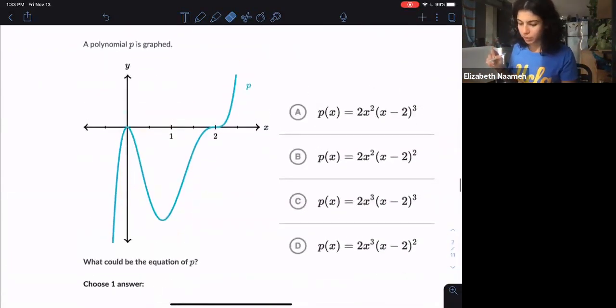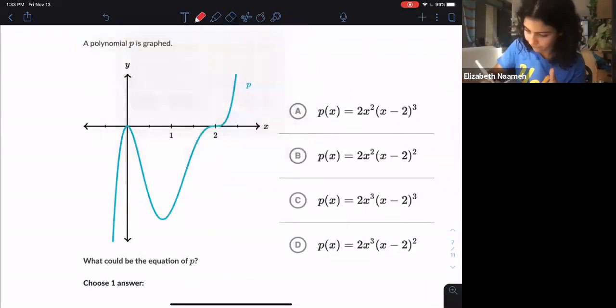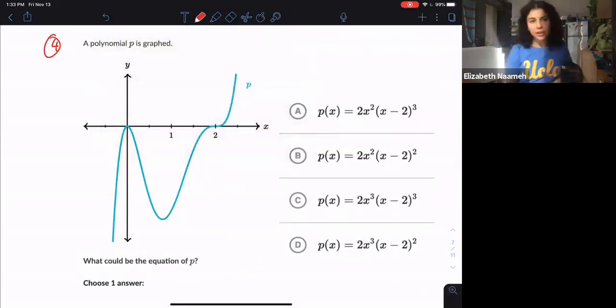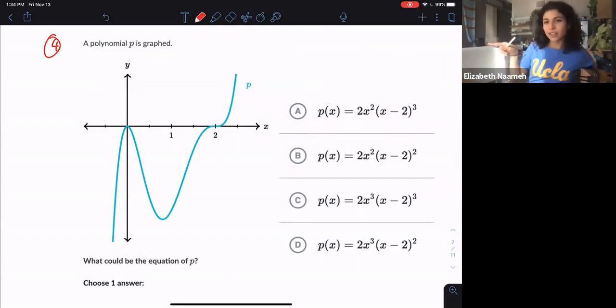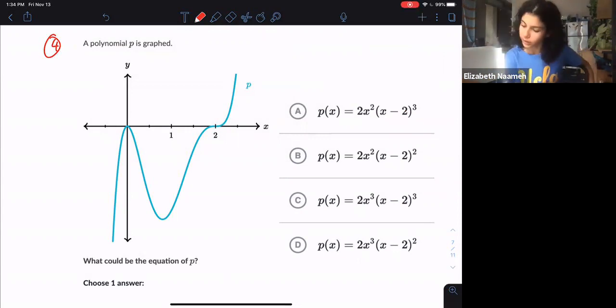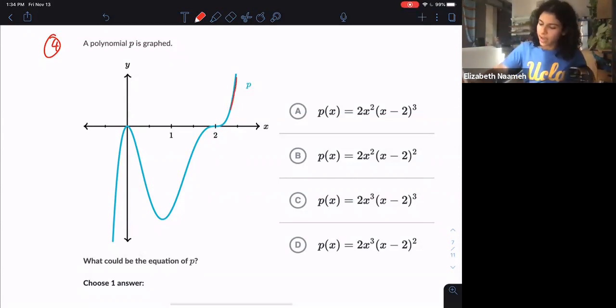All right, I'm going to move on to number 4. So this time they're giving me a graph and they're asking me to identify which of these equations could match it. We've done stuff like this in class. Who wants to volunteer? What's one thing we should start with? So have a look at the graph. I can start us off. First thing I want to make sure is that the sign in front matches the end behavior on the right.